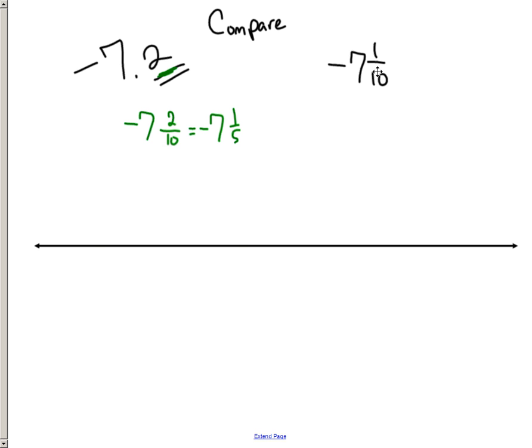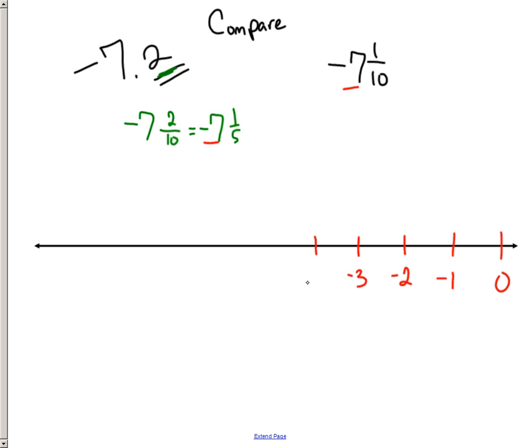And then we've got to compare it to this one. Well, what's the easiest way that we can do this? Let's put them on a number line. I see that we have whole numbers here and they're both -7. So let's just do this. Let's start at 0 and let's put in our integers, our whole numbers.